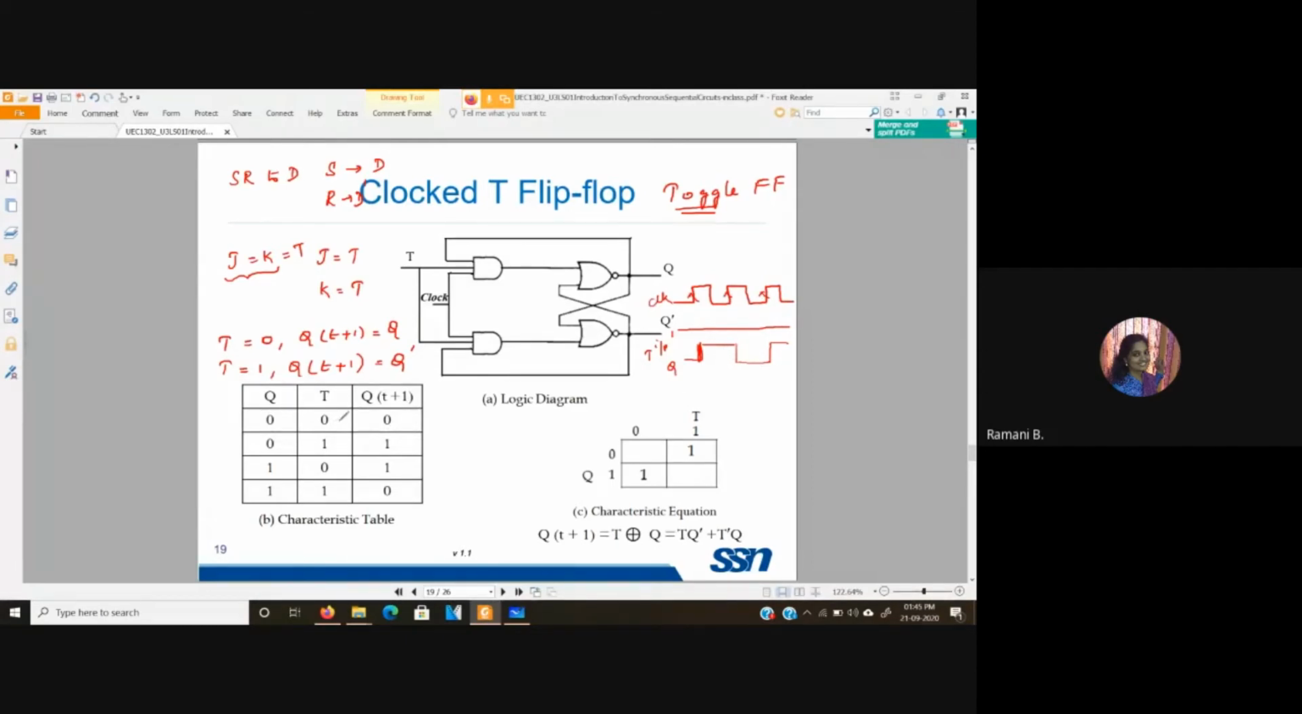So that is what is mentioned here. With T is equal to 0, whatever value you have in Q, you have at the Q of T plus 1. When T is equal to 1, the Q of T plus 1 value will be the complemented one of Q. So if we are going to give the characteristic equation, here you cannot form any pair with this. So the expression is directly Q bar T plus Q T bar. That is T Q bar plus T bar Q, which is nothing but the XOR operation. So this is the characteristic equation of the T flip-flop.